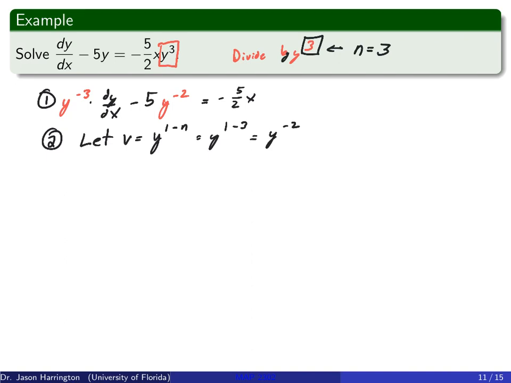Now, in all honesty, I don't really memorize all that. I literally just look at it and I say, well, what is this? This is my y right there. So you can either memorize the formulas or you can simply just look at it and say, okay, that term right there by itself is going to be my v. So once I have v is equal to y to the negative 2, I take its derivative with respect to x to both sides. So I get dv over dx is equal to negative 2y to the negative 3 times the derivative of the inside, which remember the inside's y, so that's dy over dx.